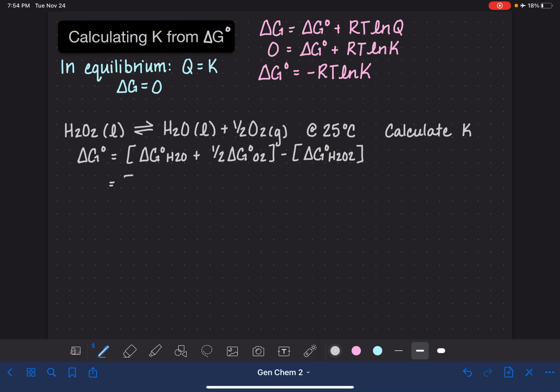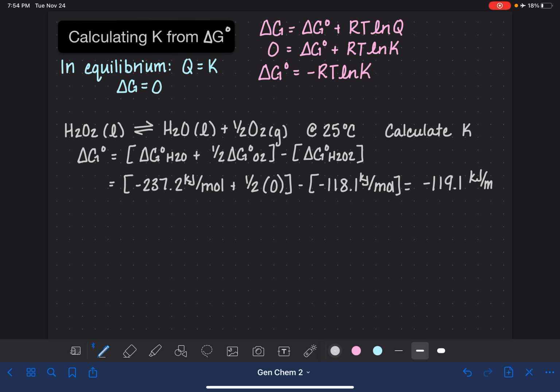So looking them up in my data table, I get negative 237.2 kilojoules per mole for H2O when it's in the liquid phase. O2 gas is a 0. And then the delta G for H2O2 is negative 118.1 kilojoules per mole. So this works out to be negative 119.1 kilojoules per mole for this delta G standard. Once we have that number figured out, the rest of this is pretty straightforward.